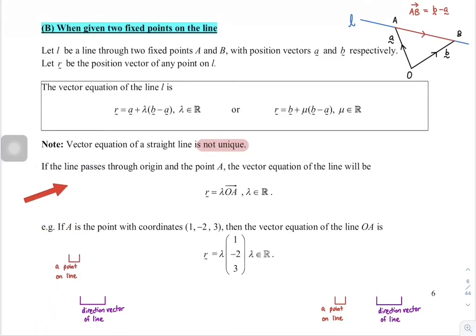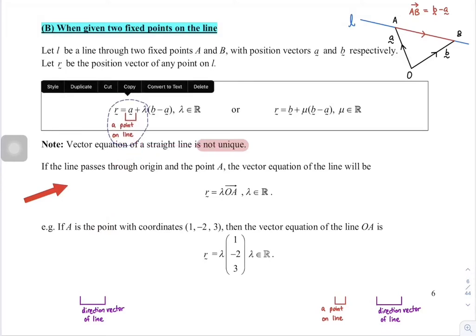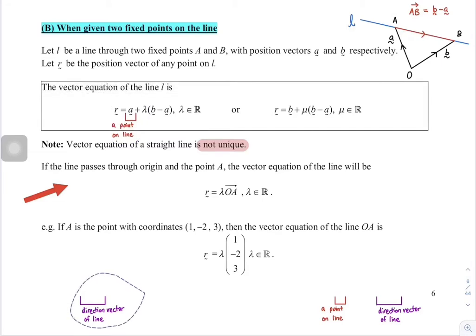As before, in order for us to form the vector equation of a line, we need one point on the line, and we also need the direction vector of the line. So in this particular case, one particular point that we know to be on the line is the point A itself, so we can use the position vector of the point A. The direction vector of the line in this case is just the vector AB.